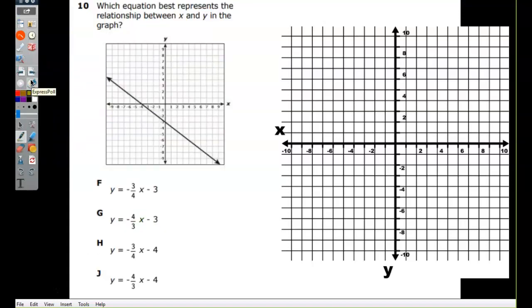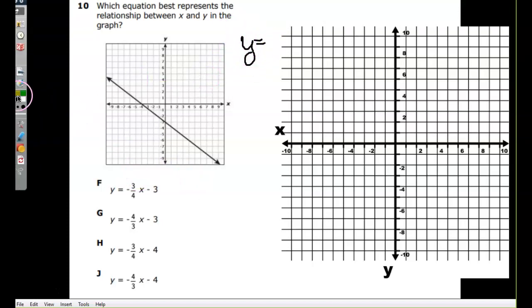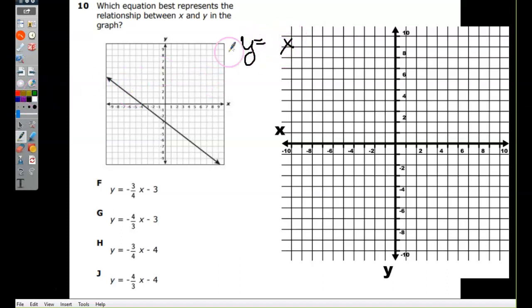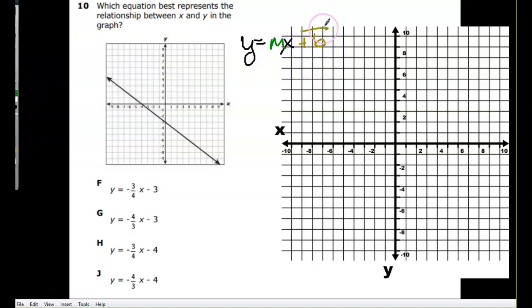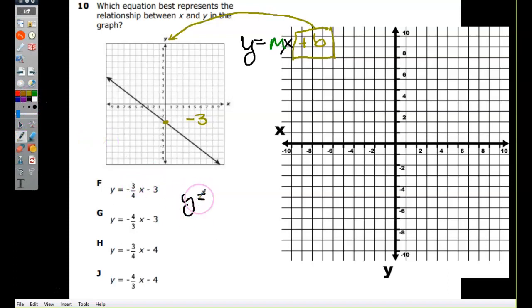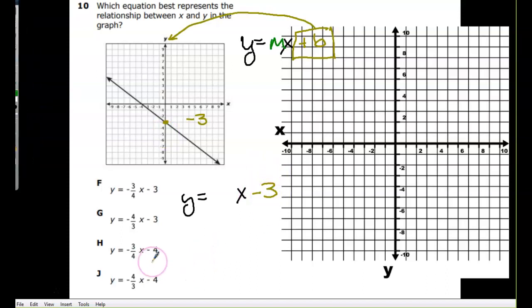Our last one, 10. And 10 hits kind of hard because we do have to know how to use y equals mx plus b. But again, we already got this down pat. It's simple. Plus b is where it intercepts the y-axis. On this occasion, it intercepts at -3. So my equation will be y equals something x minus 3. Oh, and look, that means H is out and J is out. Straight up.